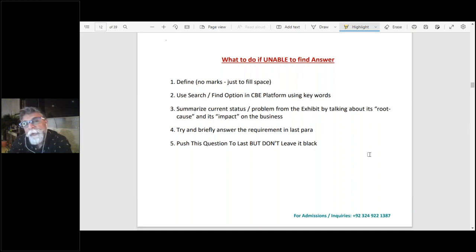I would normally attempt this kind of question last. That's the first thing. I will not fall into the time trap, because if I start working on it, I might exceed my time. And towards the end, what will I do? I can first define. If the topic is disruptive technologies, at least you can define what disruptive technology is. One paragraph. There are no marks for definition, but at least it will start filling some space and it might build up some confidence.